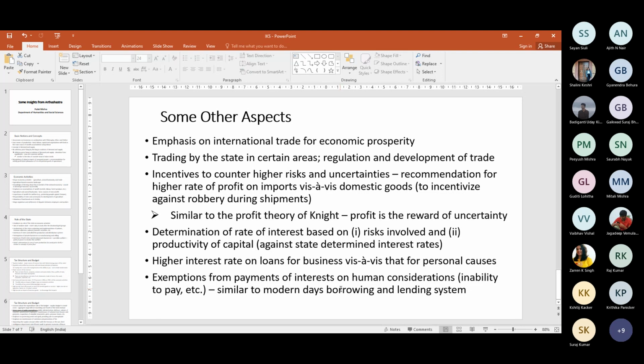Now, as far as deciding the rate of interest, in many cases, it used to be decided by the central bank. But Arthashastra focused on two aspects: risks involved and productivity of capital. We see in today's context, rate of interest varies depending on the purpose for which the loan is taken. We see some exemptions, and similar exemptions were mentioned in Arthashastra also.